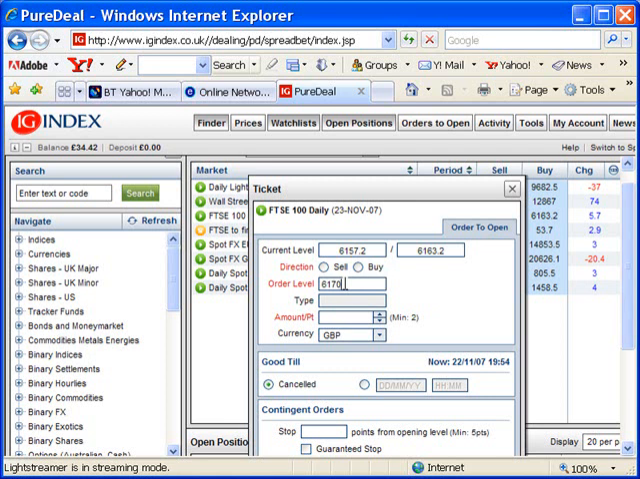So if the value of the FTSE rises to 6170, we'll say we want to buy, and for each point above that it rises, we place two units. So if it goes up to 6171, that means we'll gain £2 approximately. 6172, that means we'll gain £4, and so on.